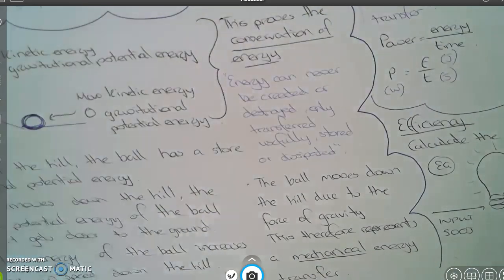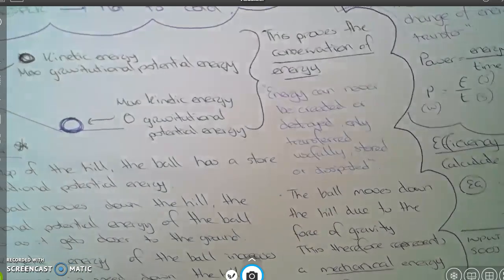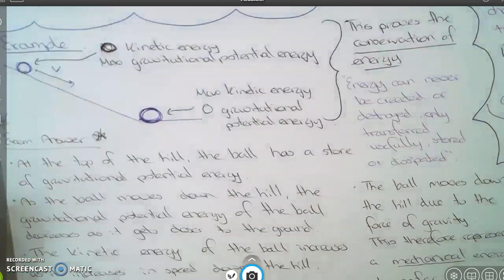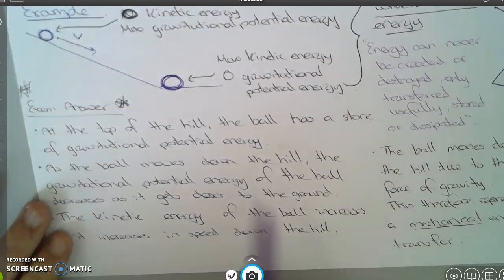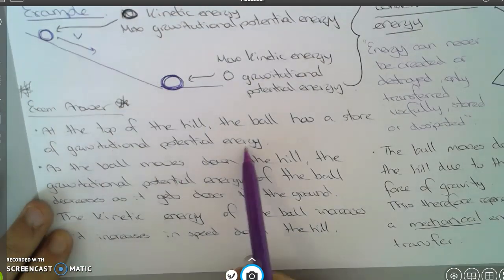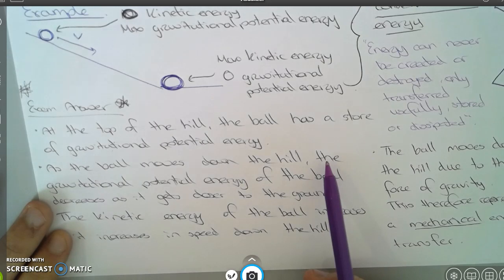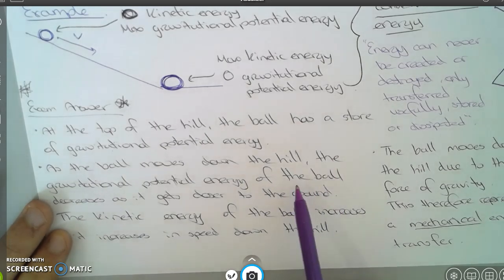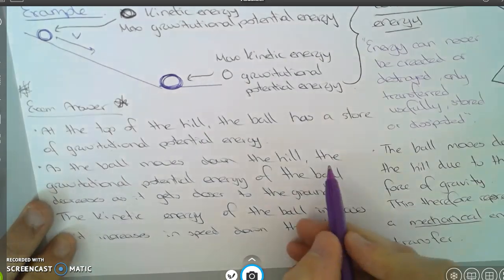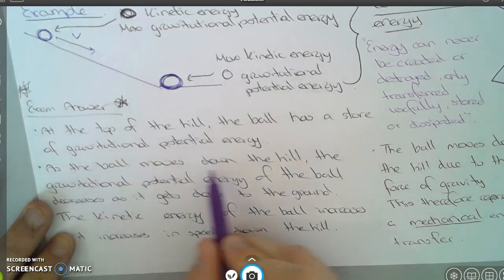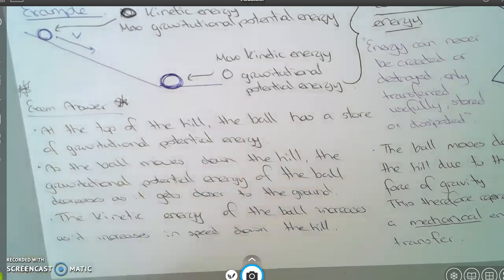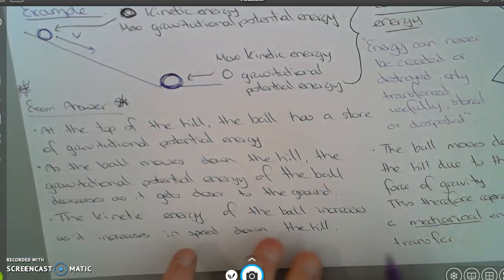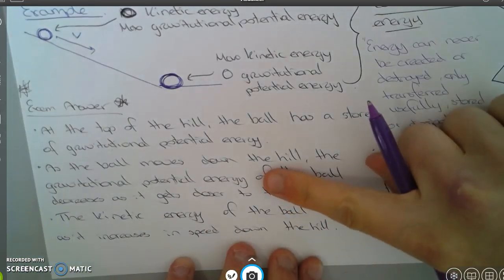Now I just need to break this down a little bit further. In your physics exam, if a question comes up where it says describe the changes in energy stores, it's very, very important that you do not just write how the energy store itself goes down. You must include the destination of the energy store. So let me explain. In this sentence here, as the ball moves down the hill, the gravitational potential energy of the ball decreases as it gets closer to the ground. I would not get the mark if I didn't have "of the ball".